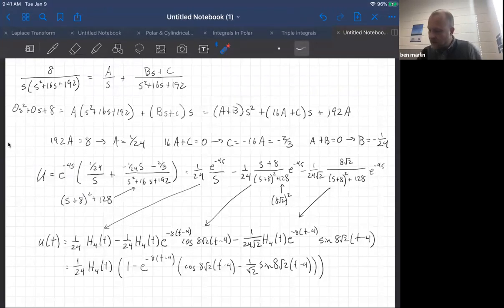So now we can say that our capital U is 1/24, that's the a, plus negative 1/24 s, and then minus 23 there for the b and the c. So breaking that apart, I can put the 1/24 e to the minus 4 s over s, which I can look back at my Laplace transforms table and see what that was the Laplace transform of. Okay, and so that's one of the bits that we need to do here.